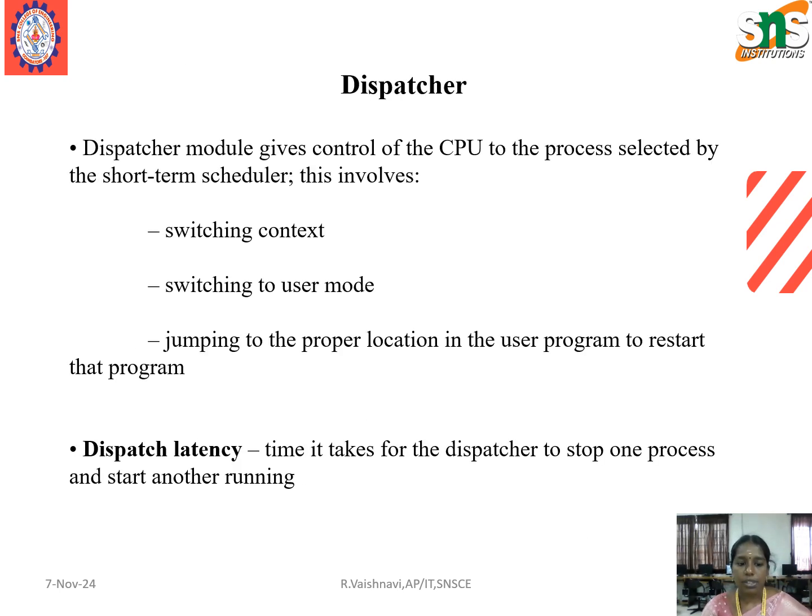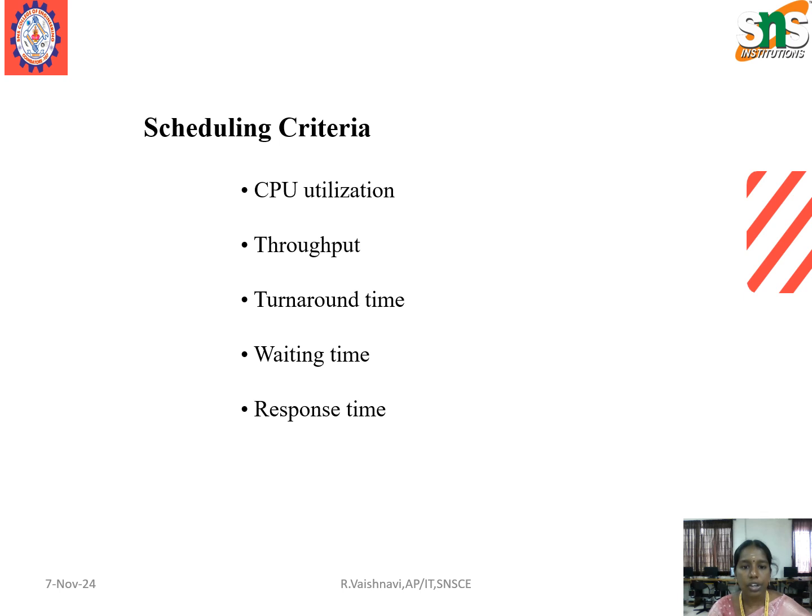Next one is the dispatcher. The dispatcher module gives control of the CPU to the process selected by the short-term scheduler. This involves switching context, switching to user mode, and jumping to the proper location in the user program to restart the program. Next point is dispatch latency. The time it takes for the dispatcher to stop one process and start another running process is defined as dispatch latency.